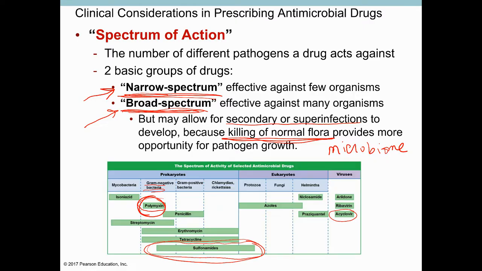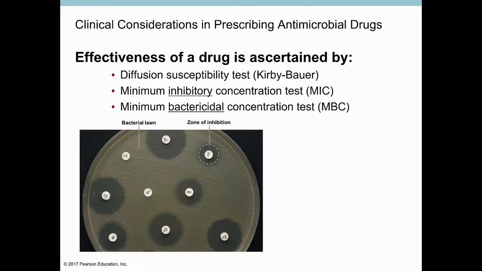If you have a very good identification of the organism causing the disease, then you would choose, if you can, a narrow spectrum drug. If you don't have a very specific identification of the pathogen causing the disease, that's typically when you have to use something more broad spectrum. So we do use some tests to figure out how susceptible a pathogen is to a drug.